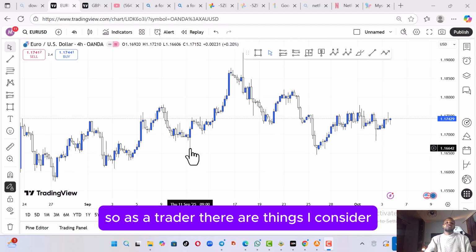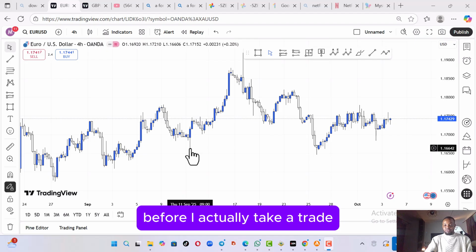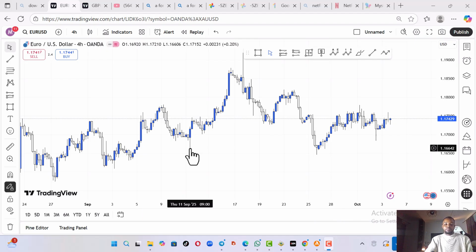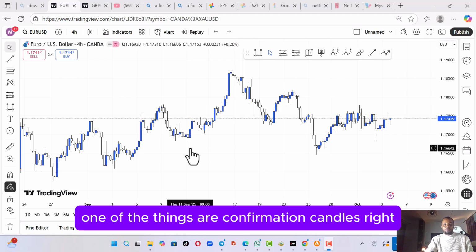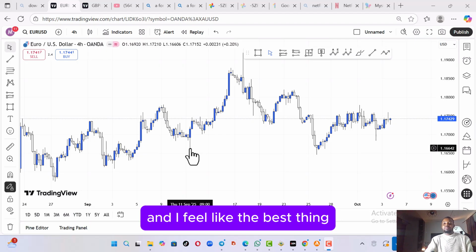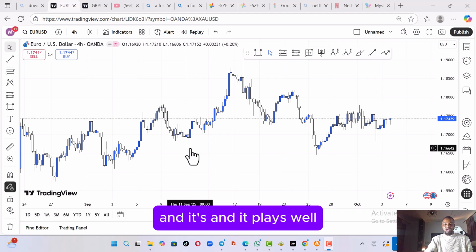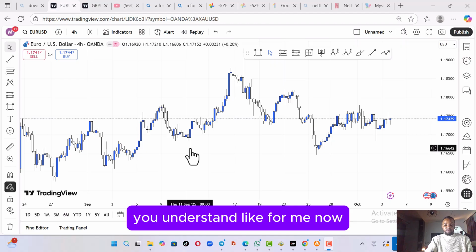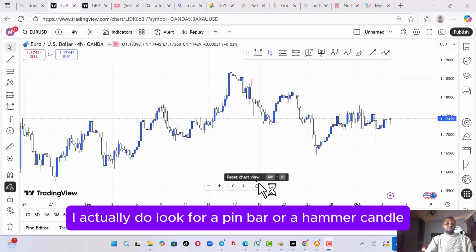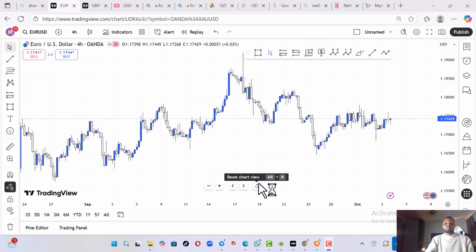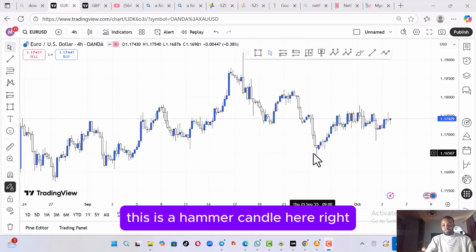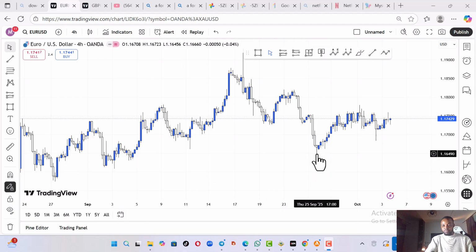So as a trader, there are things I consider before I actually take a trade. One of the things is confirmation candles. I feel like the best time to trade is if you see your confirmation on the higher time frame and it plays well. For me, I do look for a pin bar or a hammer candle. This is a hammer candle right here.